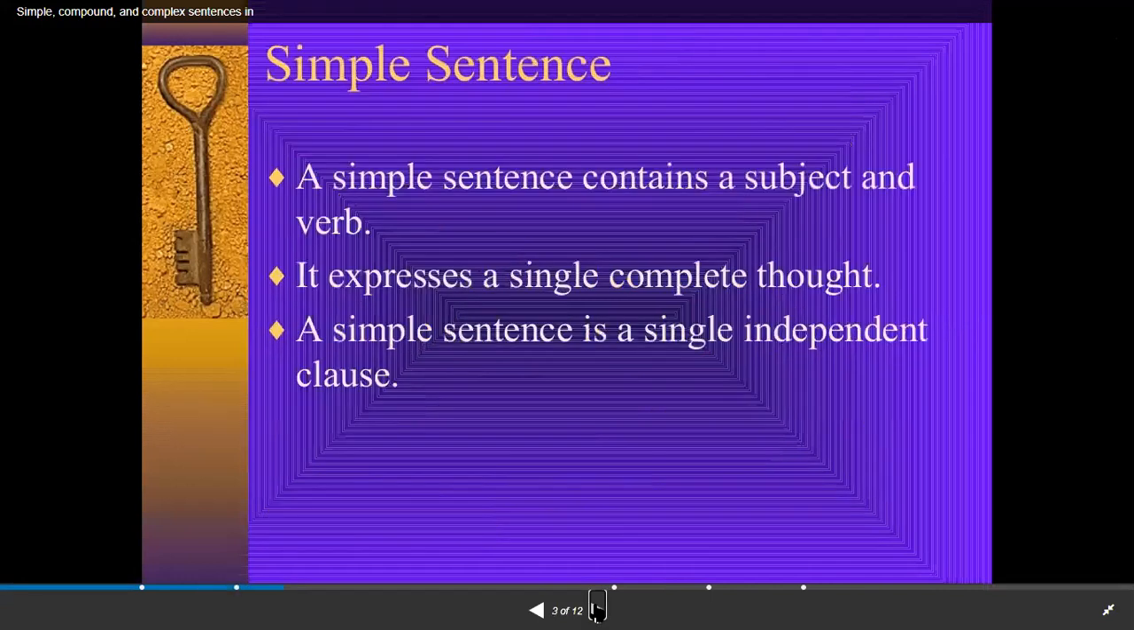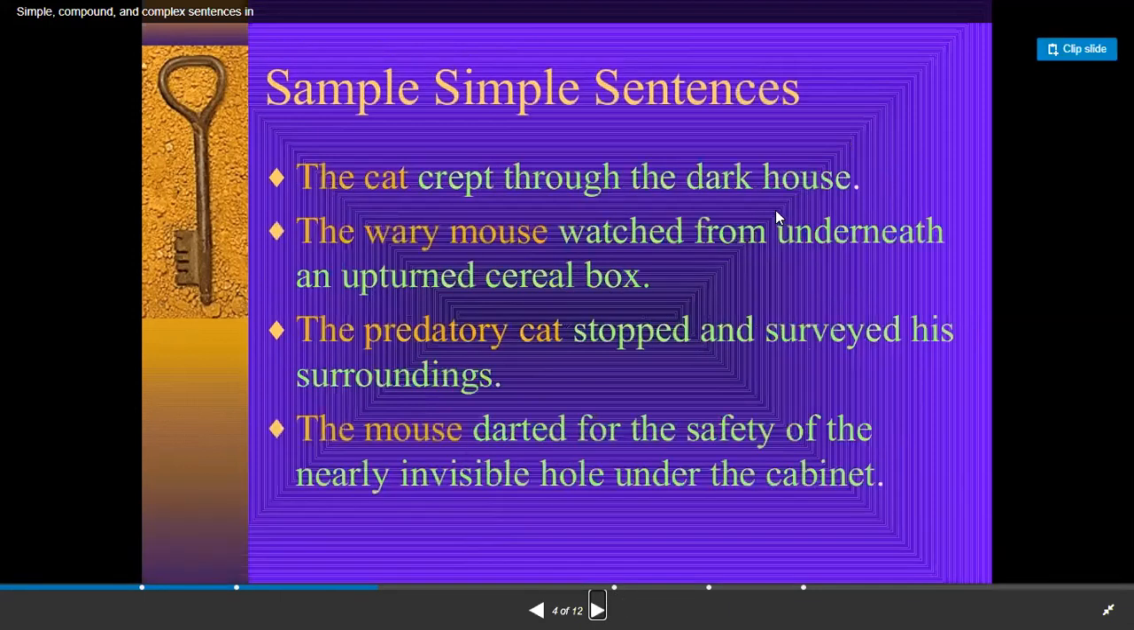Okay, let's move on. Let's start with simple sentences. A simple sentence contains a subject and a predicate, or a subject and a verb, and it expresses a single complete thought, one thought only. And also, a simple sentence is a single independent clause. What's meant by independent clause? Independent clause means it can stand by itself, has a complete thought, a complete meaning, and it can stand alone by itself. Let's take some examples.